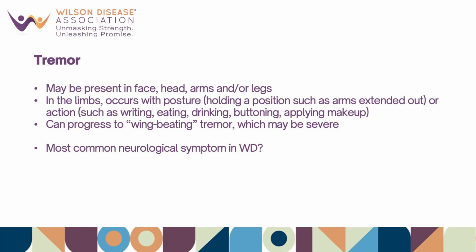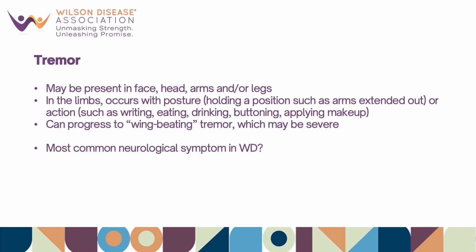As far as this subset of symptoms, movement disorder symptoms, the first I'll talk about is tremor. It can be present in various different body regions, the face, the head, the limbs. If it's in the limbs, it's usually the type of tremor that happens with posture, so somebody holding a position, or with action. That's usually going to be the part that's noticeable to an individual because it may give them difficulty with their day-to-day activities, like writing, eating, drinking, fastening buttons.